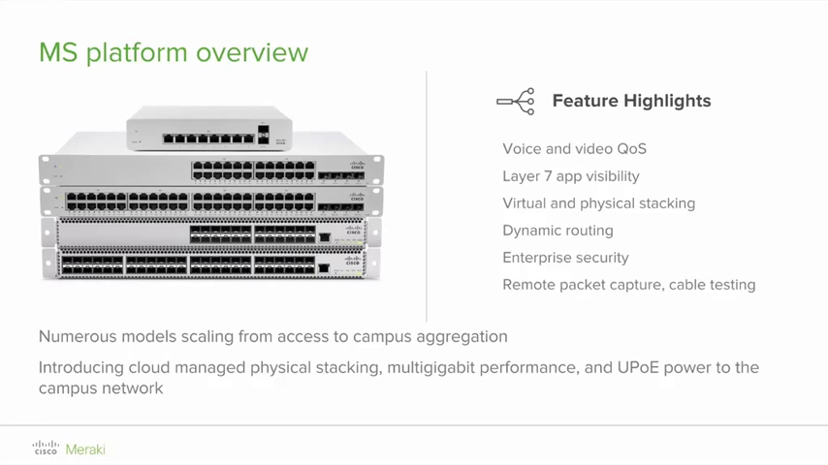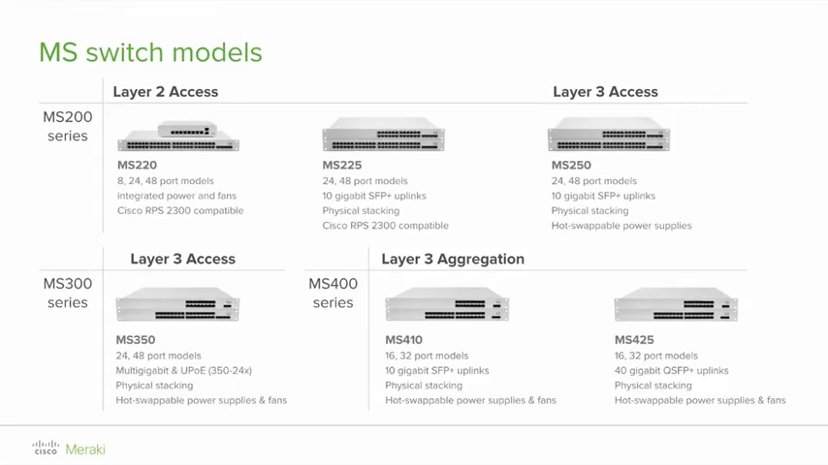There are numerous models scaling from access to campus aggregation, including cloud-managed physical stacking, multi-gigabit performance, and universal power over Ethernet for the campus network. MS switch models. Let's have a look at our Layer 2 access switch, the MS220. It comes in 8, 24, and 48 ports, integrated with power and fans, and is also compatible with the Cisco RPS 2300.